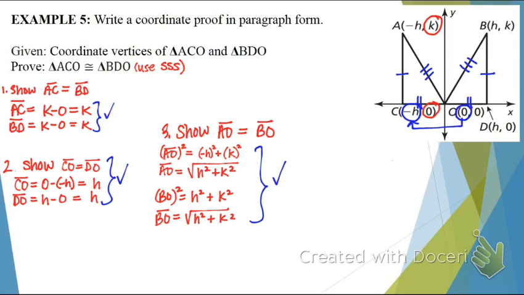So there we have it. We've shown all three sides to be the same. And now we conclude that triangle ACO is congruent to BDO by side, side, side. When you do coordinate proofs in paragraph form, you don't necessarily have to say statement, reason, statement, reason. For these types of proofs, it's sufficient to write what you're trying to show and then do the algebra underneath and then write one concluding paragraph.